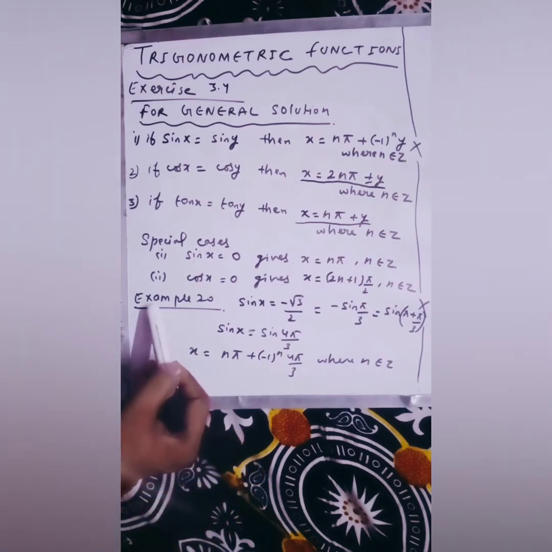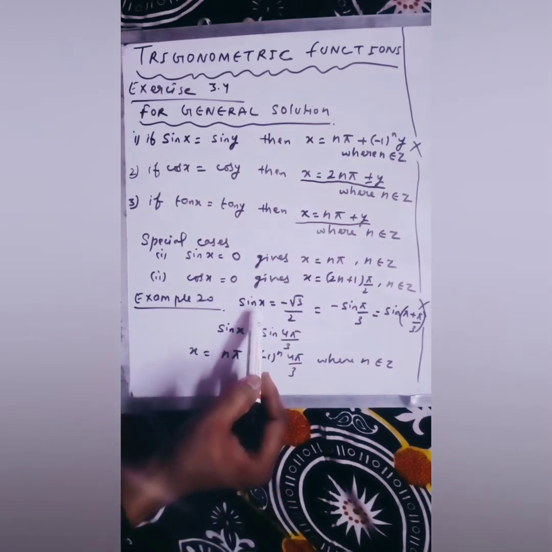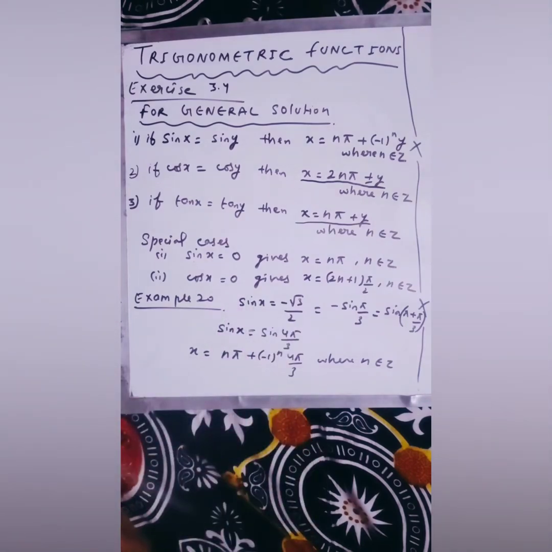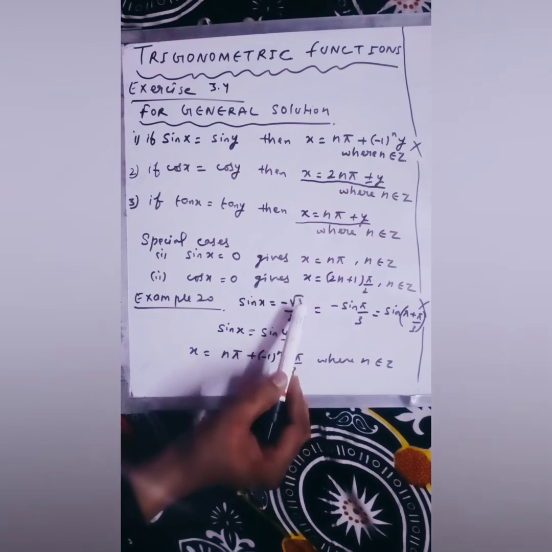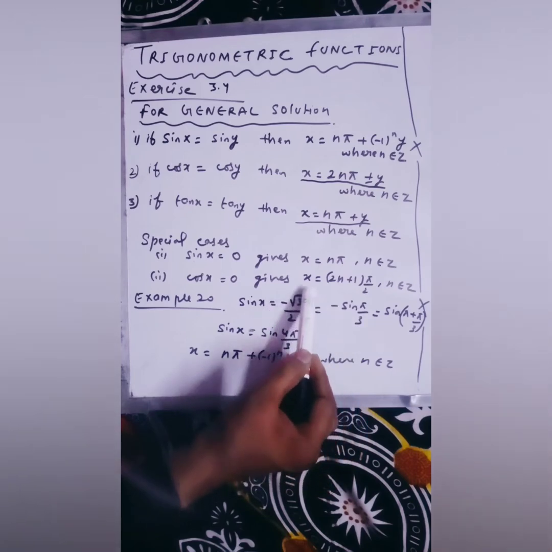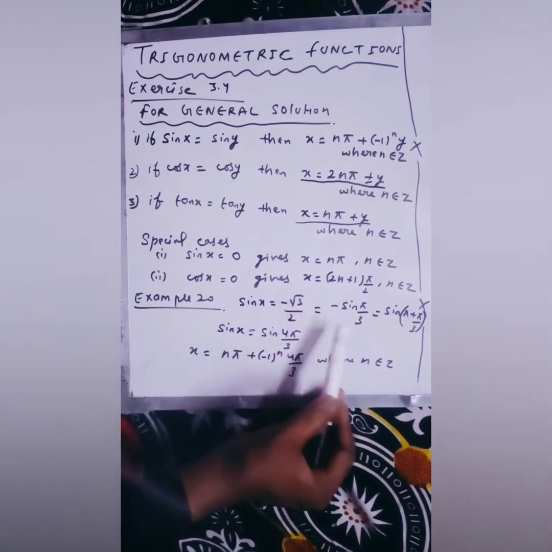Now we will learn how we can apply these formulas in solving a question. Here is example number 20. This is given to us and we have to find the solution of this equation: sin x equals minus root 3 by 2. We have to find the general solution. First of all we will find one principal value. The value of sine that is coming is root 3 by 2, which is at 60. So I am writing minus, and in place of root 3 by 2 I am writing sin pi by 3, because at sin 60 you get root 3 by 2.